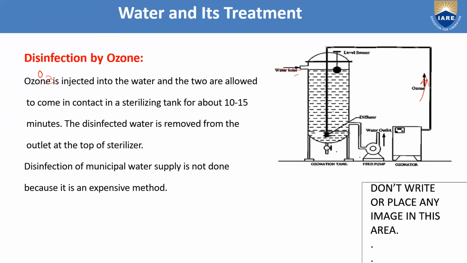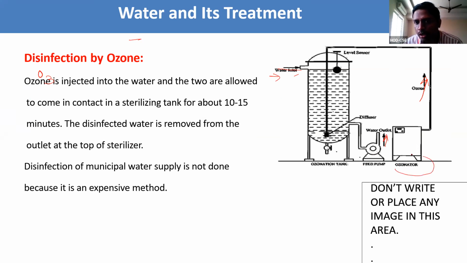Disinfected water is removed from the outlet at the top of the sterilizer. Here the water outlet is present, and this is the water inlet. We are passing the ozone from the ozonator. This is the ozonator, and from here we are passing the ozone.